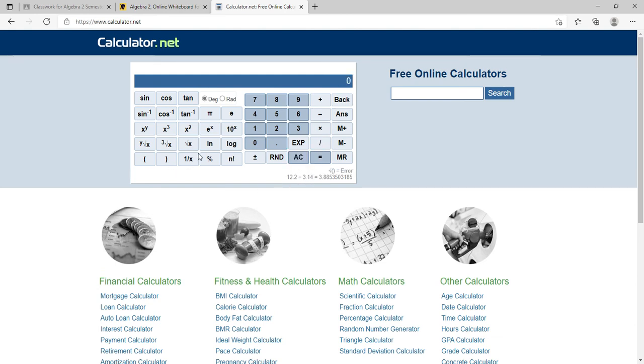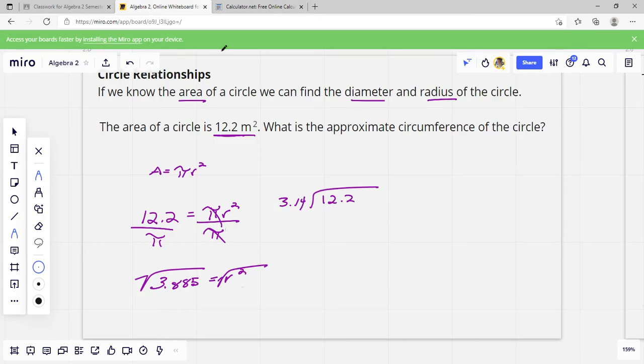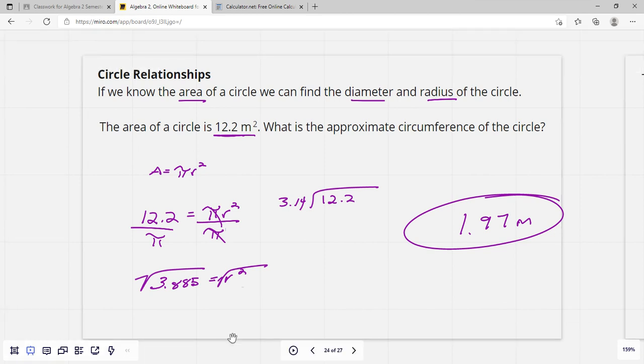So we need the square root of 3.885, 1.97. The book has 1.97. So the answer would be 1.97 meters. Okay, so you're going to need your calculator on these. Definitely use your calculator. You don't want to have to try to figure that out.